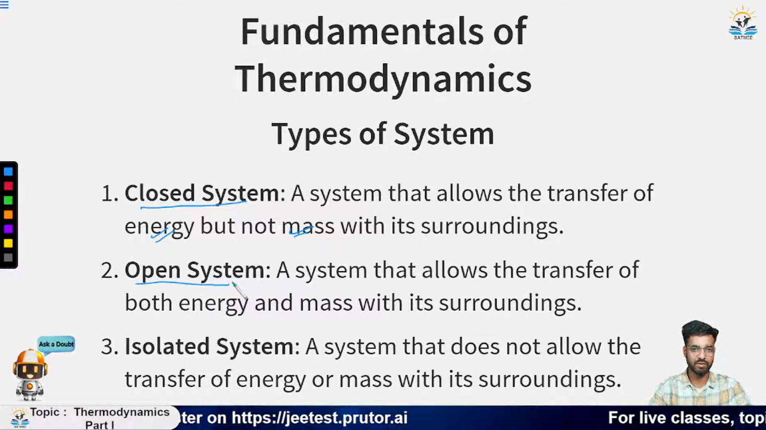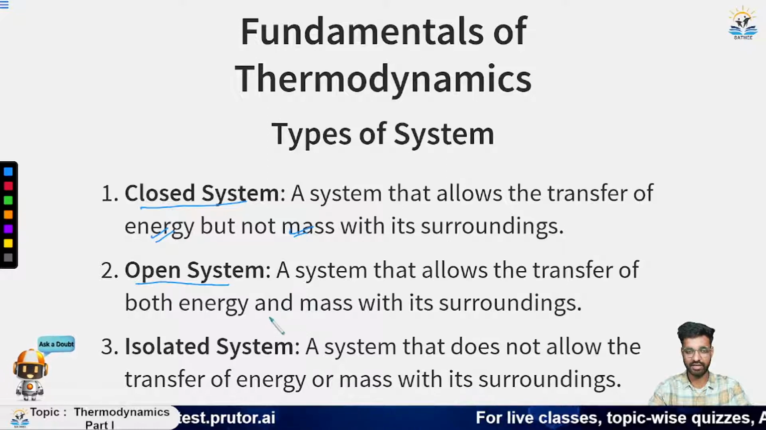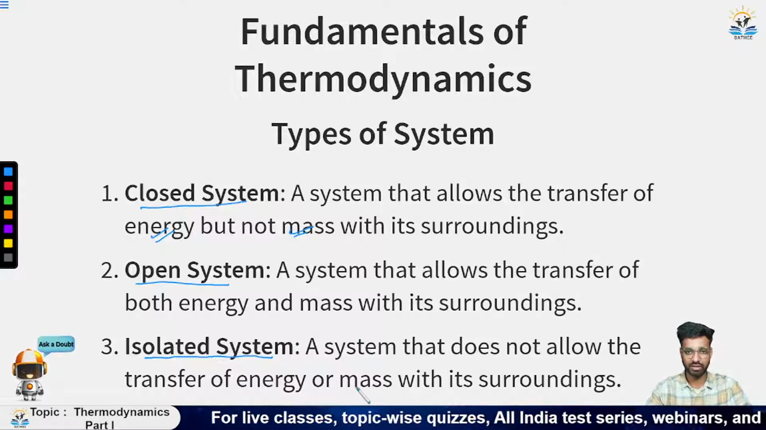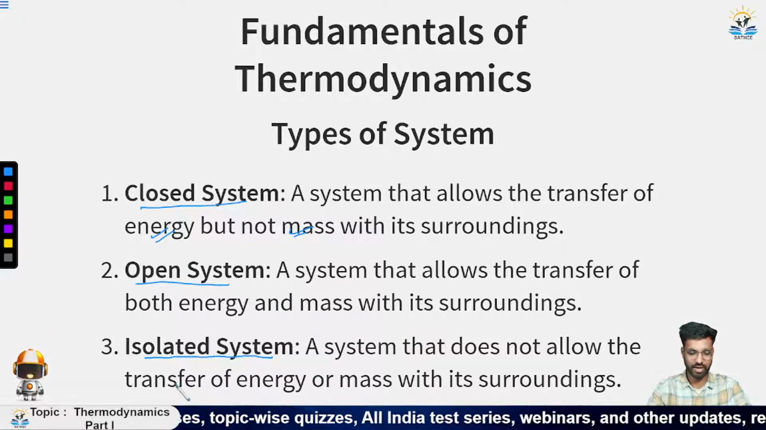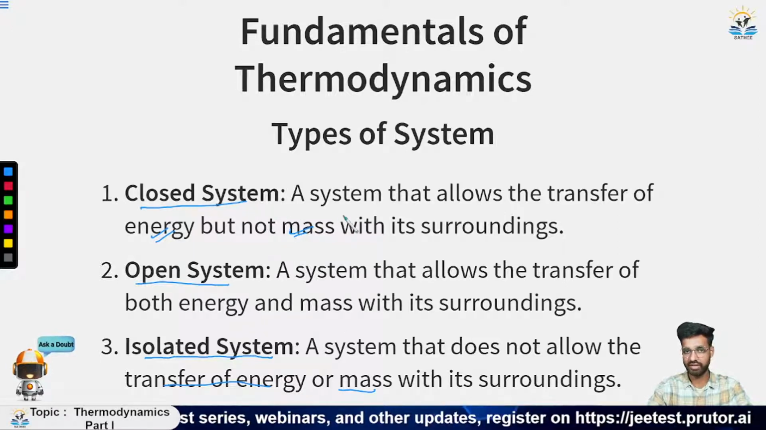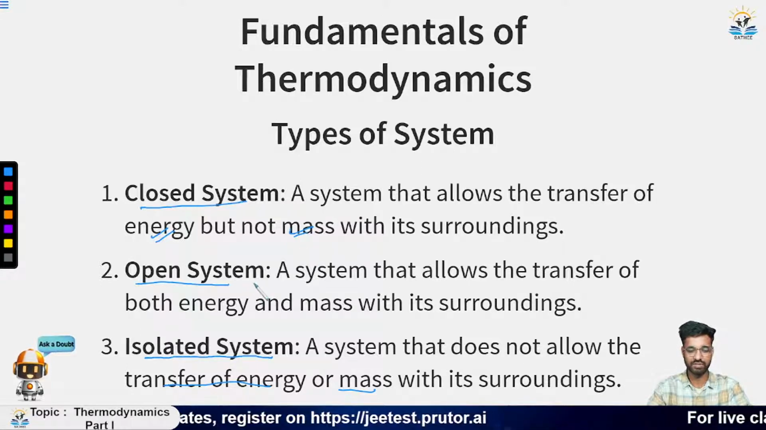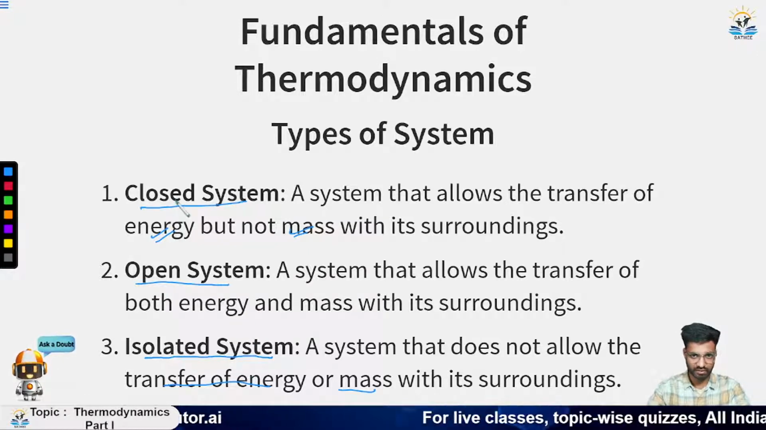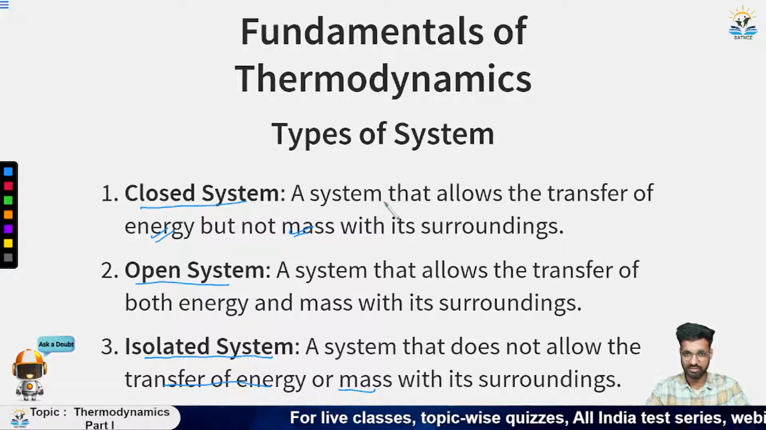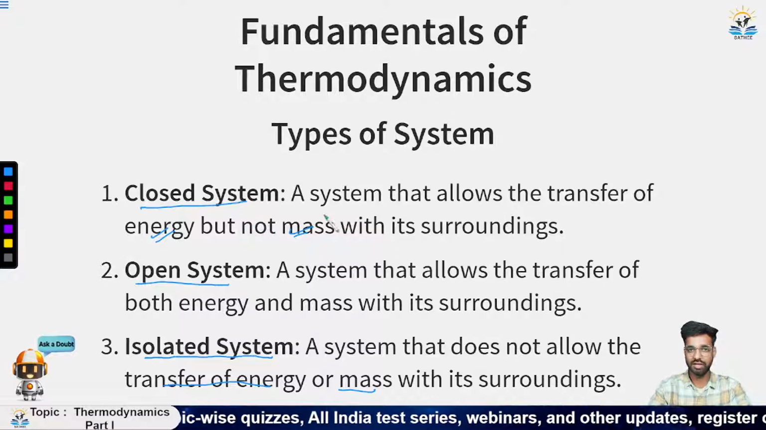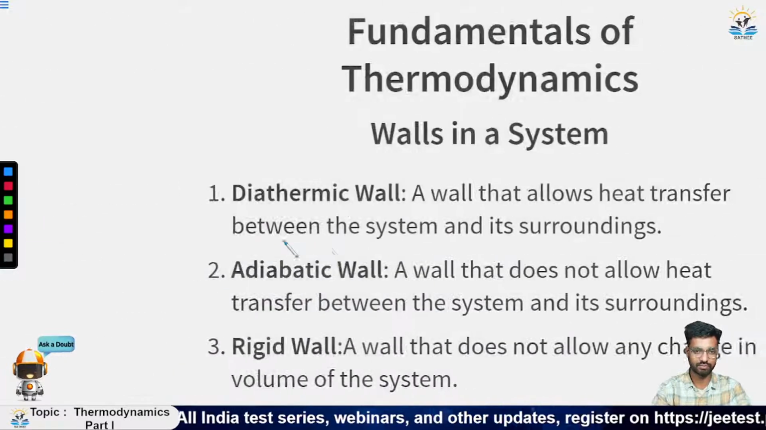Then we have the open system, which can exchange both heat and mass. Then we have the isolated system, which cannot exchange mass and energy both. Sorry, so for the closed system, we cannot exchange mass, but energy we can exchange. Then you have the open system, which can exchange both mass and energy. Then for the isolated, both cannot be exchanged. Okay, so it is written wrong here. A closed system allows the transfer of energy only, but not mass.